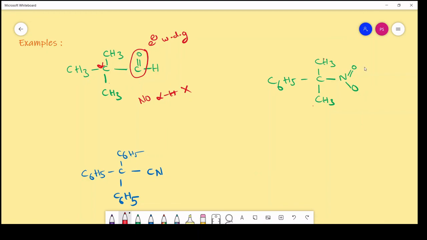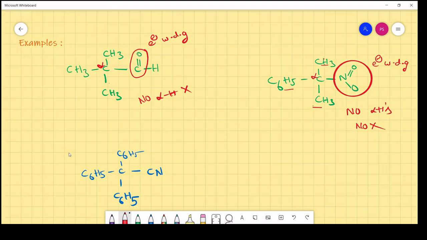Okay. The same way, see here in this compound, electron withdrawing group is nitro. This is the electron withdrawing group. Just adjacent to this electron withdrawing group, this is the alpha carbon. Alpha carbon is bonded with methyl group, here methyl group, here phenyl group. Hydrogens are none. So no alpha hydrogen. That means no tautomerism. Okay.